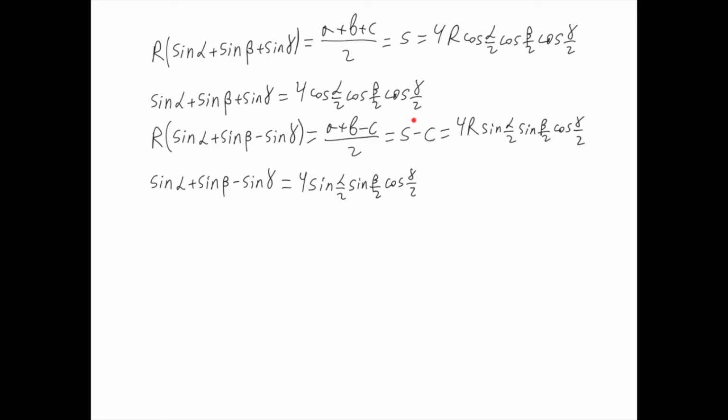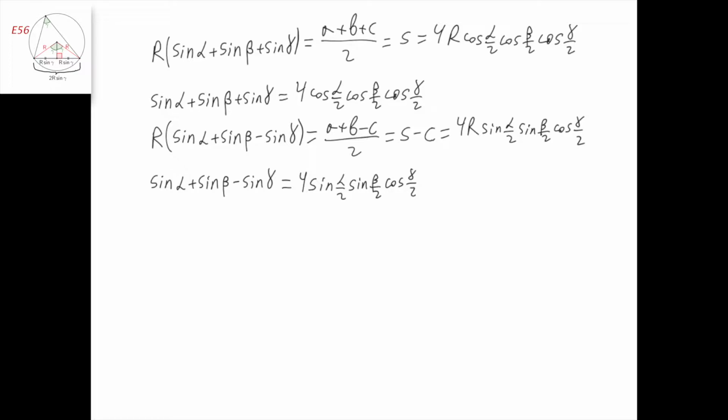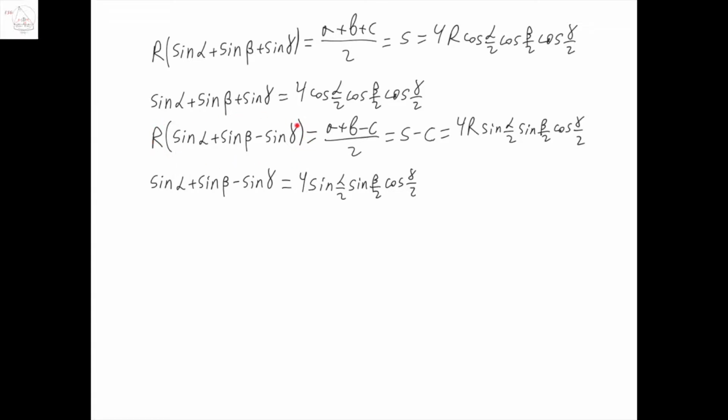Similarly, if we consider S minus C, we know that it equals 4 times R sine alpha over 2 sine beta over 2 cosine gamma over 2, but it also equals (A plus B minus C) over 2, and the law of sines allows us to rewrite that as R times (sine alpha plus sine beta minus sine gamma). And when we cancel out the R here and here, we get the following identity. Sine alpha plus sine beta minus sine gamma equals 4 times sine of alpha over 2 sine of beta over 2 cosine of gamma over 2.